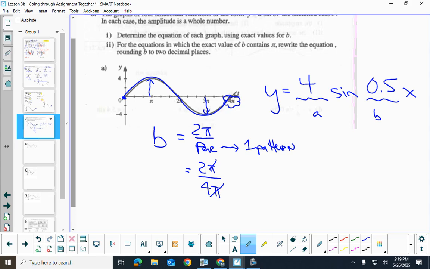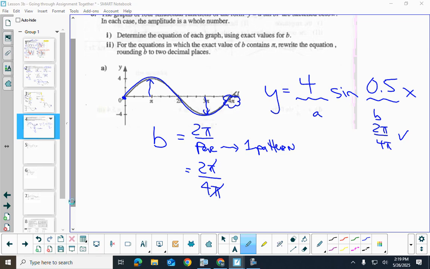Technically, that is the correct answer. So if you didn't reduce it down, technically you have done the question right. Here's the thing though, the diploma is a stickler for reducing fractions. So they will never write the answer as 2 pi over 4 pi. They will always reduce it down to 0.5.